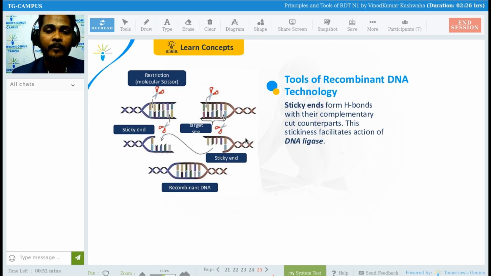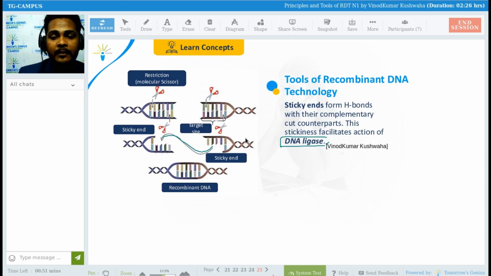And this sticky end forms H bonds. This is also important. Sticky ends form H bonds with their complementary cut counterpart, and this stickiness facilitates the action of DNA ligase. That means these two DNA molecules are not going to join just by matching. They need a certain glue to stick, and that glue in the form of DNA ligase is going to stick these two strands of DNA as a recombinant DNA.